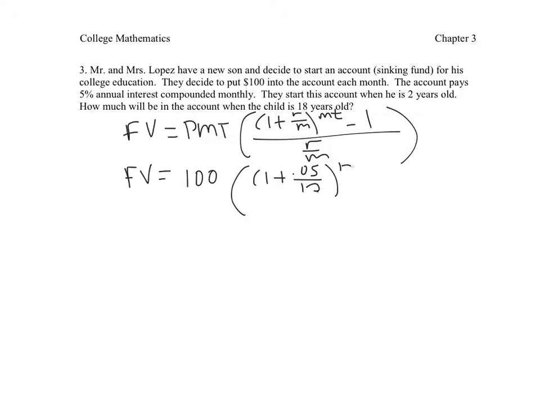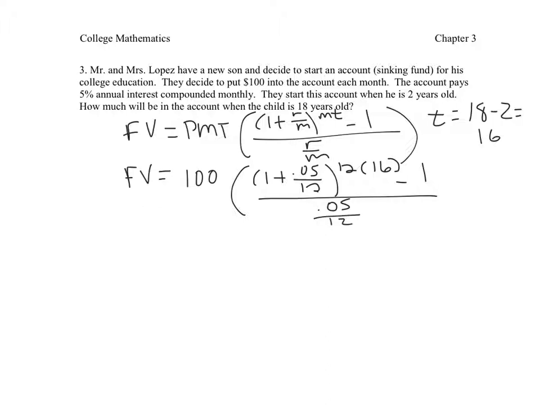Raised to the 12 times, now here's the part I have to calculate. They started the account when he was 2. They want to know how much will be there when he is 18. So to get my time, I have to subtract 18 minus 2. My time is going to be 16 years. And then we'll divide that by our 0.05 over 12.